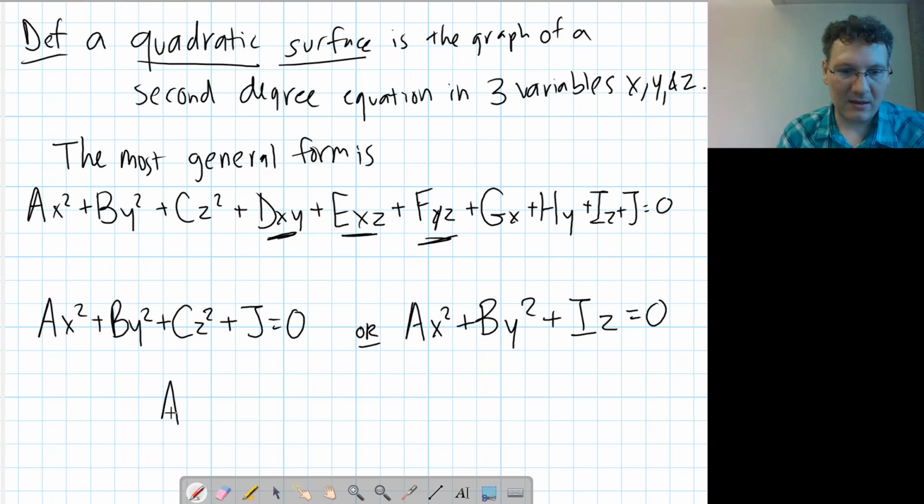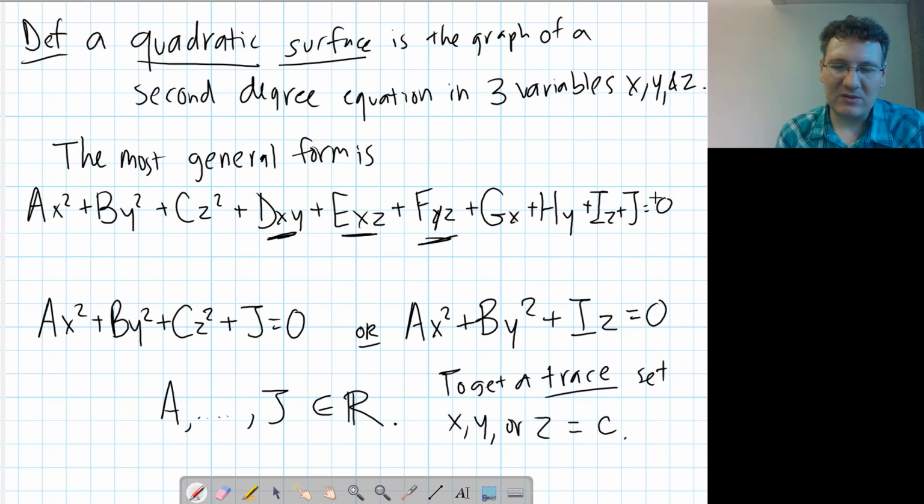And now a through j are all real numbers, either positive or negative. And so what we're going to see is that, depending on whether they're positive or negative and all of those combinations, we're going to get a bunch of different shapes. In order to get a trace, you can just set x, y, or z equal to some constant, and then you can see, in a plane, what kind of shape you're going to get. Let's look at some examples.